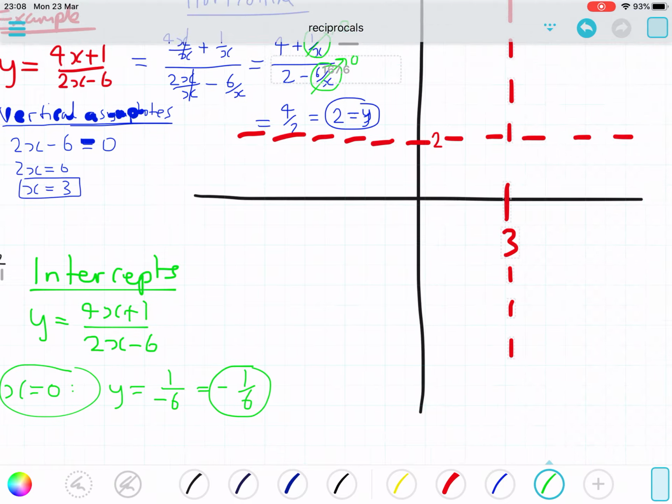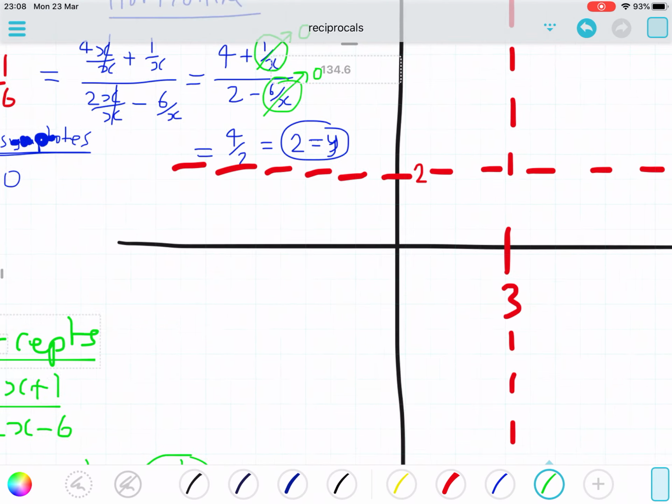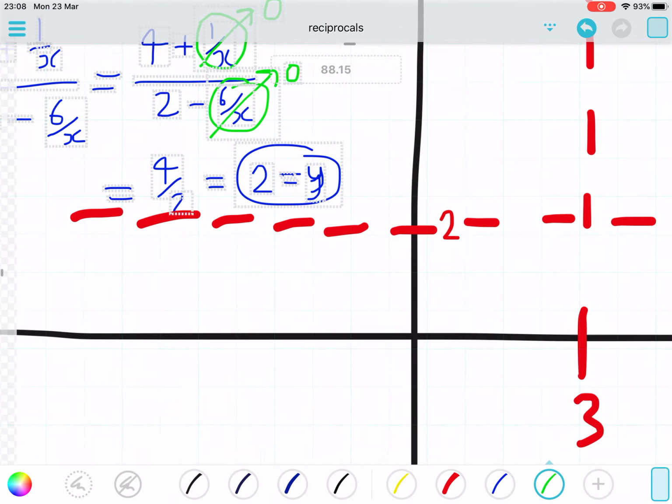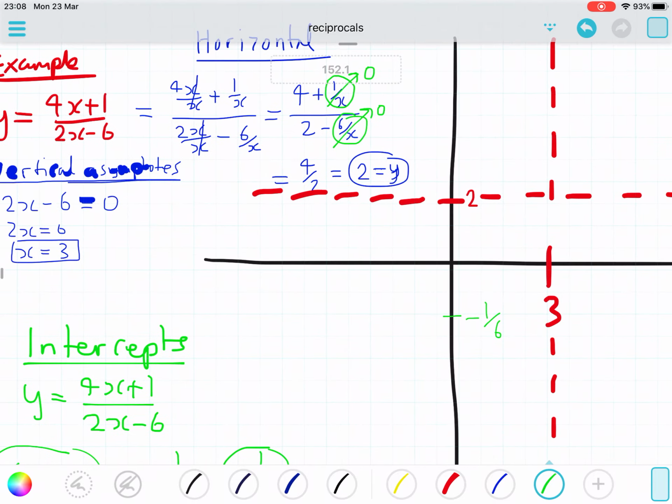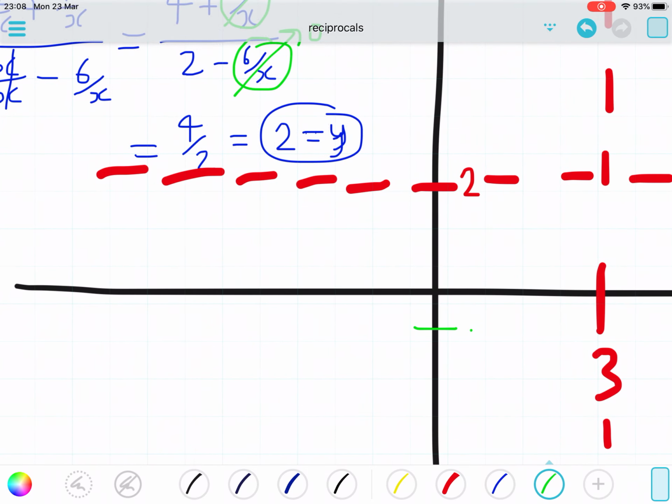So we can put that on. Go to x is 0, y is minus a sixth. That's here, roughly. Doesn't have to be to scale. It's a pretty awful scale, actually. Maybe I could do a little bit better than that, put it a bit smaller. Minus a sixth there.